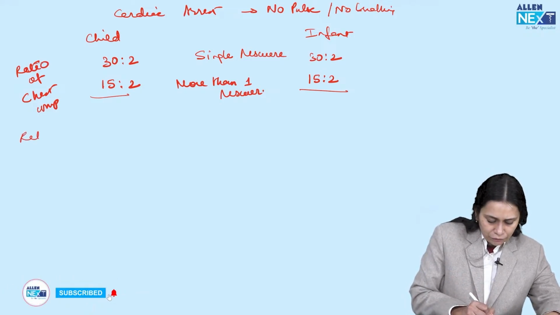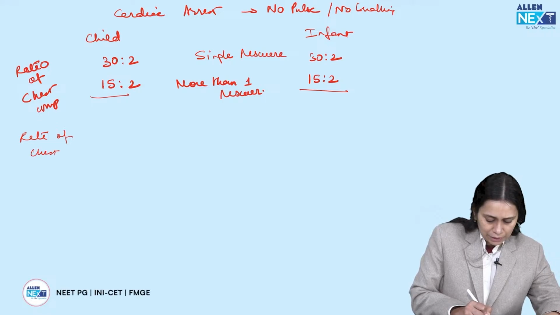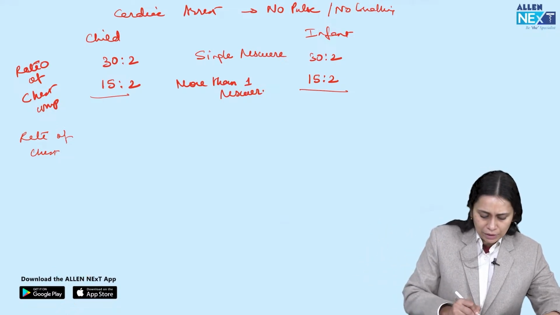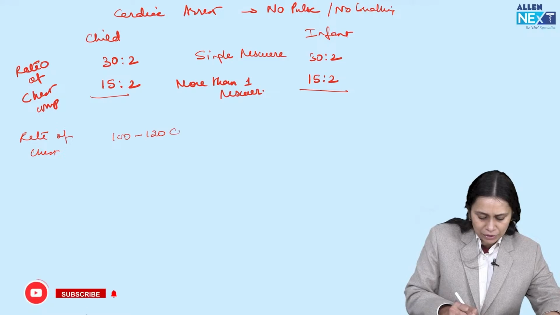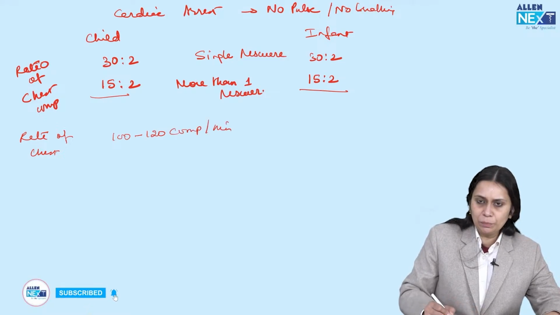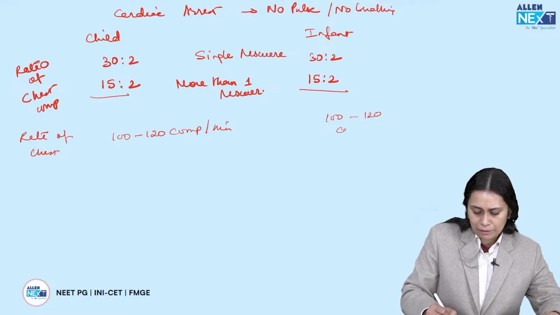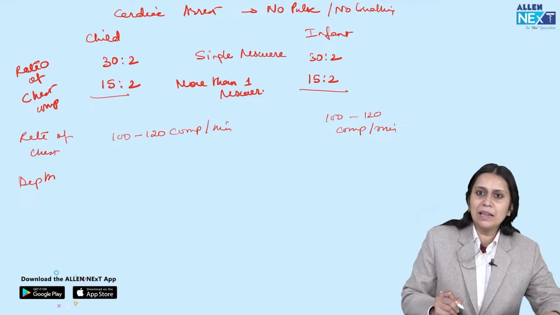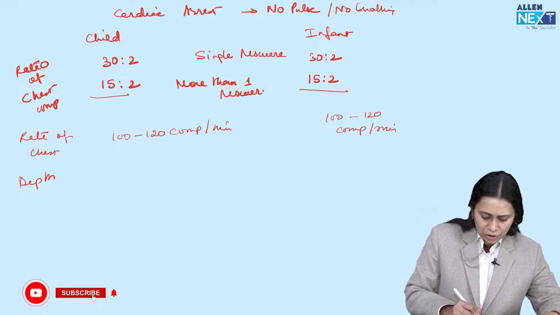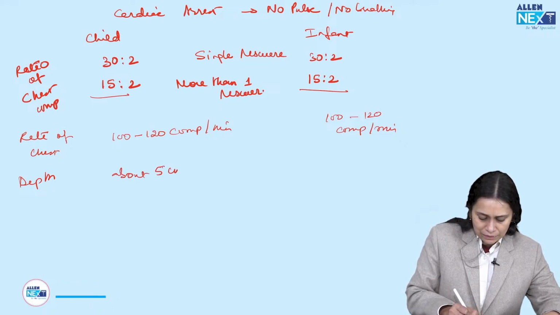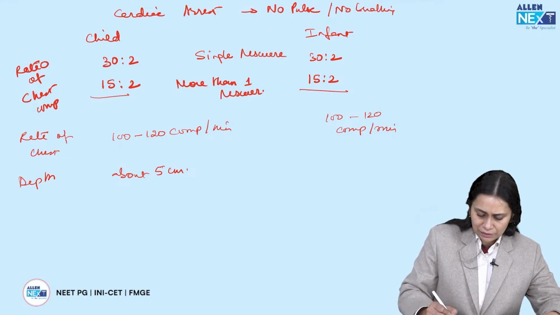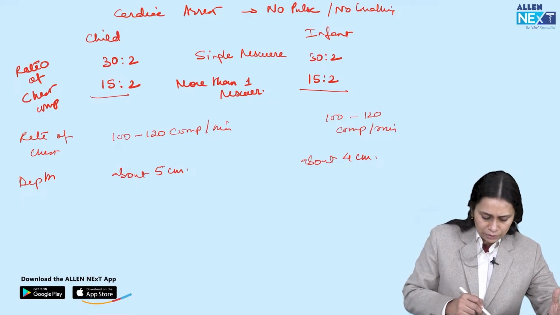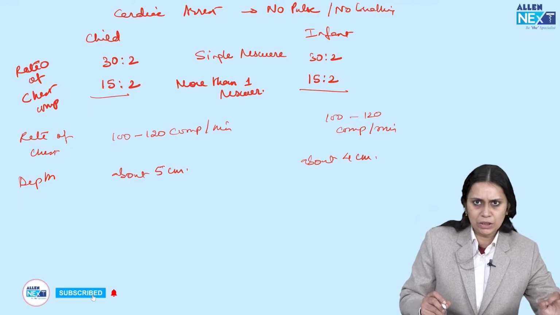Now rate of chest compression, that is how many compressions we should give in 1 minute. For any adult, pediatric or infant, it is always 100 to 120 compressions per minute. Depth: in case of adult, the depth is at least 5 centimeter. In case of child, it is about 5 centimeter. And in case of infant, it is about 4 centimeter. Okay, so keep this in mind. These are the important differences which we need to keep in mind.